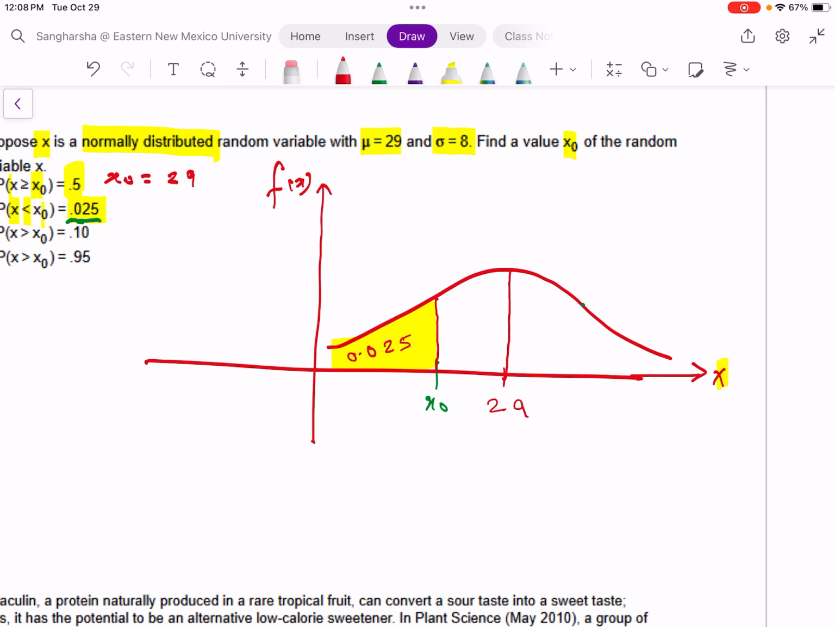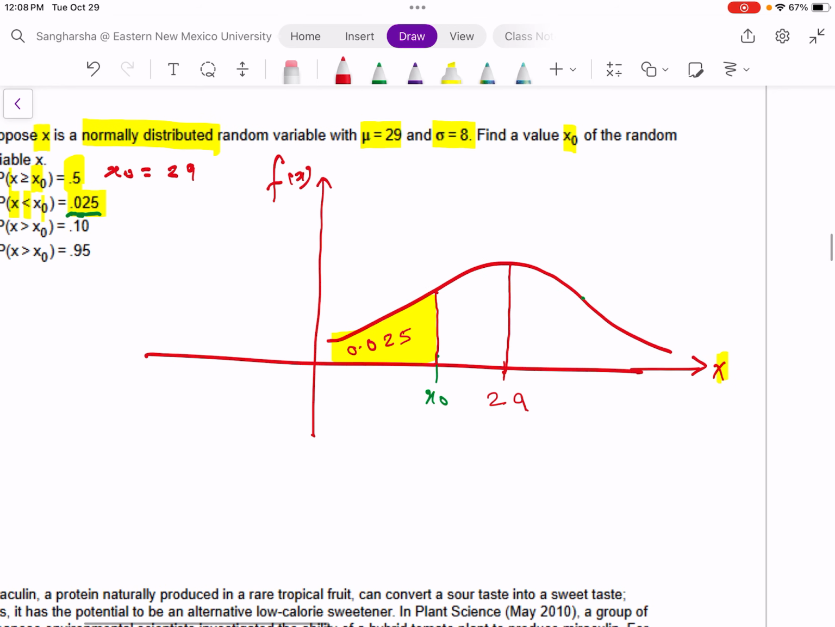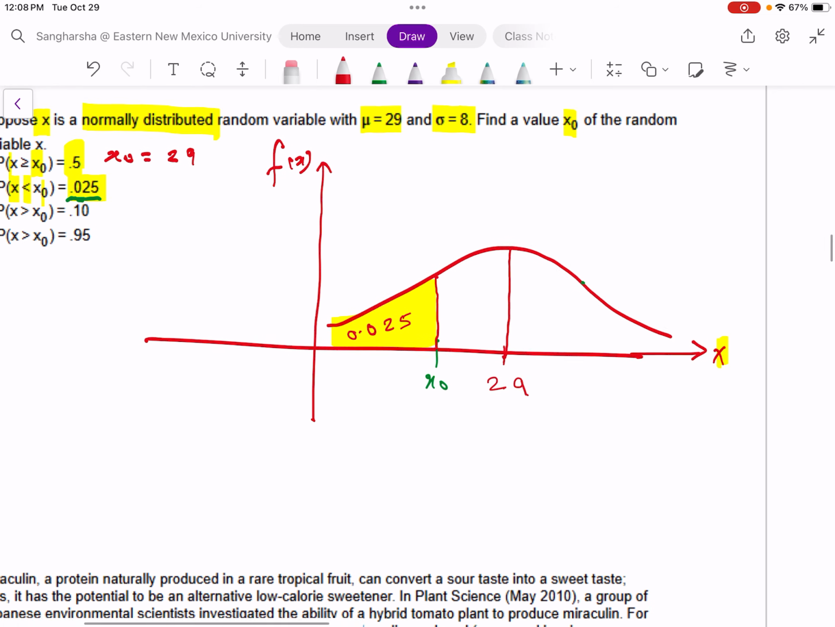Now we have to use the z table. Every time we have a normal distribution, we always need to use the z table. And in order to use the z table, we need to have a z value. So you have to convert this x value into a z value. Now how do we convert? To convert, we have the formula z equals x minus mu divided by sigma.